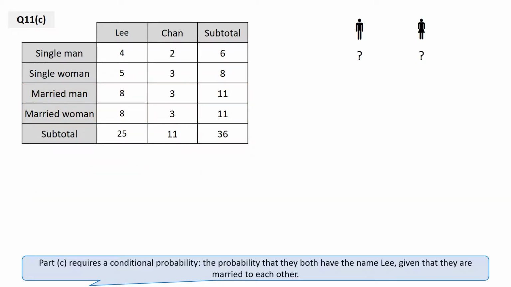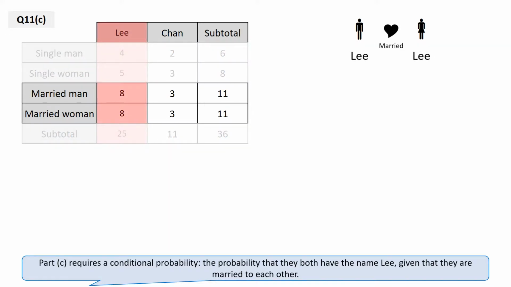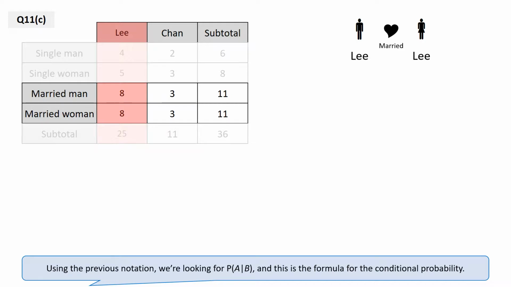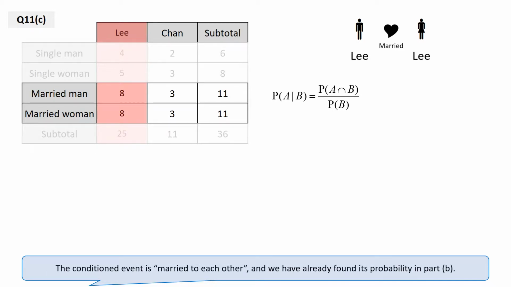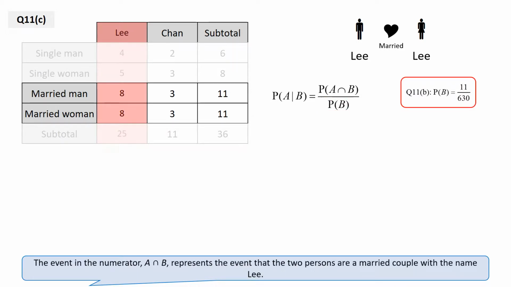Part C requires a conditional probability, the probability that they both have the name Lee, given that they are married to each other. Using the previous notation, we are looking for probability A given B, and this is the formula for the conditional probability. The conditioned event is married to each other, and we have already found its probability in part B. The event in the numerator, A intersection B, represents the event that the two persons are a married couple with the name Lee.